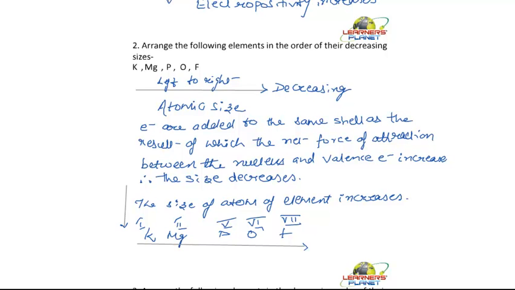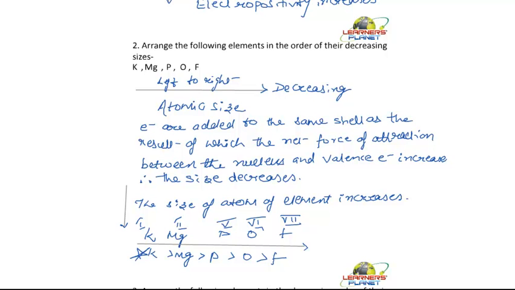Now which is having the least size here? Fluorine, right? Which will have the maximum size here? Potassium. Then would be what? Magnesium. Then would be what? Phosphorus. Then would be oxygen. Then would be fluorine. So the answer of your question would be potassium, the larger size, followed by magnesium, then phosphorus, then oxygen, and then fluorine. Right? So this is the answer of your question.